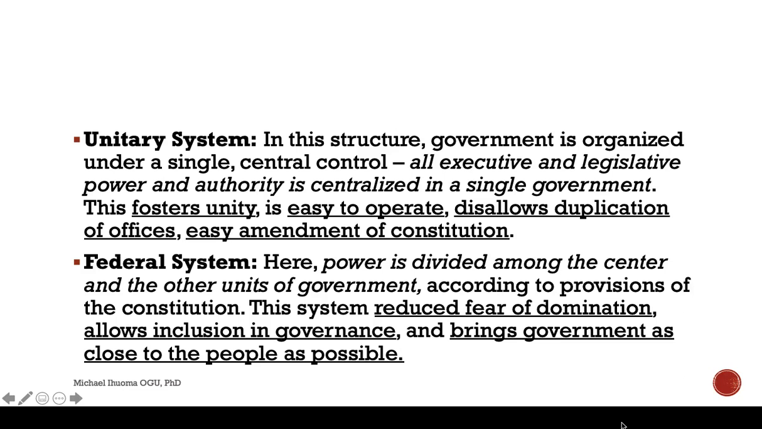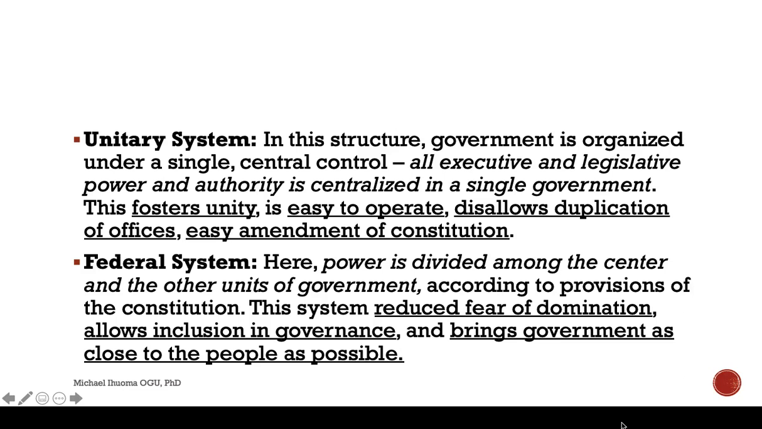All right, that is the unitary system of government, and of course, this system is believed to foster unity because there's just one unit of government that administers the entire system, the entire structure of government, and so it fosters unity, it fosters cooperation. Offices are not duplicated because you don't have the same offices at the center, maybe at the state level, at the local level, and all of that. And there are so many other advantages or merits of this structure or system of government. There are also disadvantages or demerits, which of course you can look up on your own.